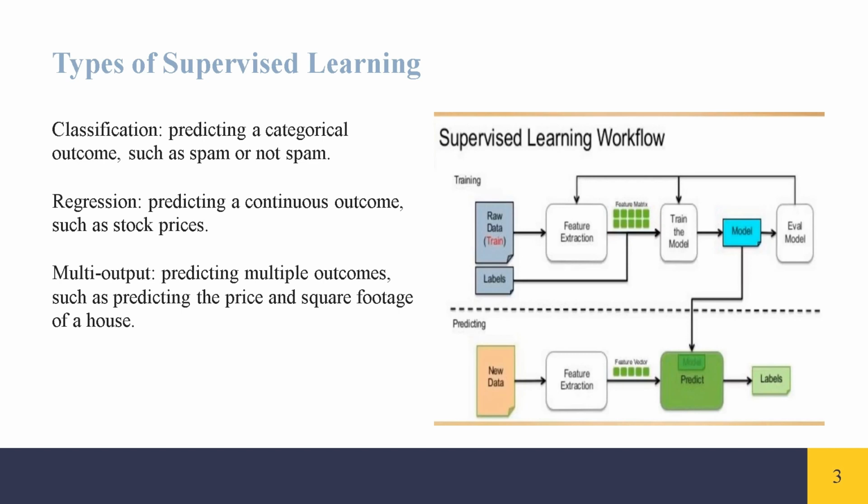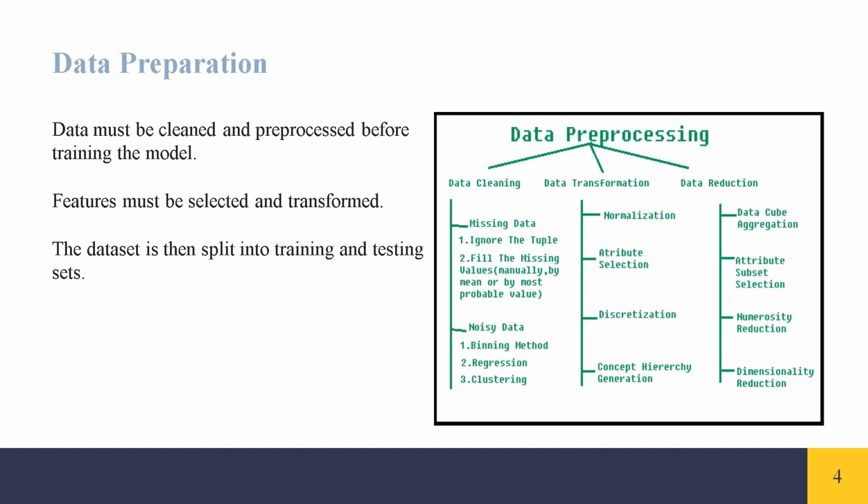Classification: predicting a categorical outcome, such as spam or not spam. Regression: predicting a continuous outcome, such as stock prices. Multi-output: predicting multiple outcomes, such as predicting the price and square footage of a house.